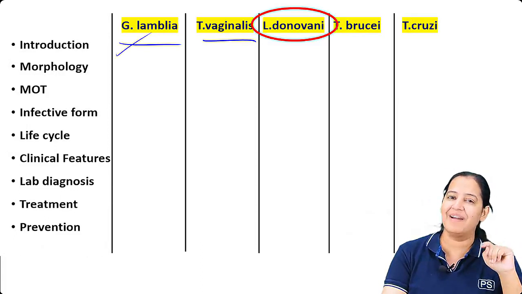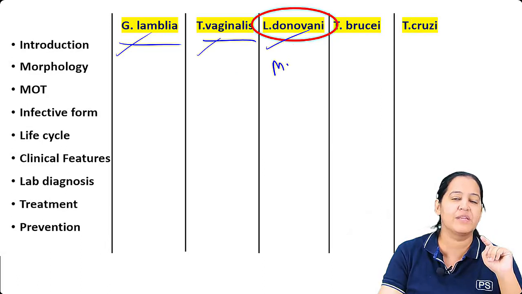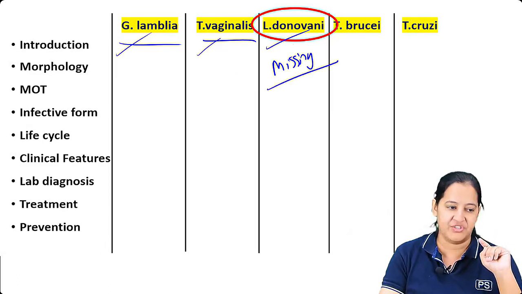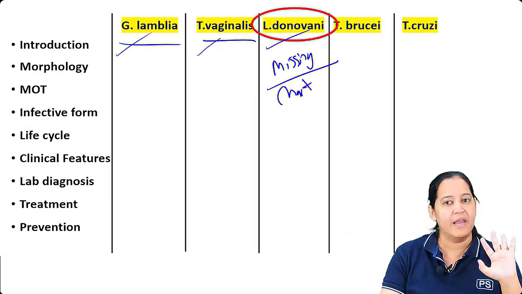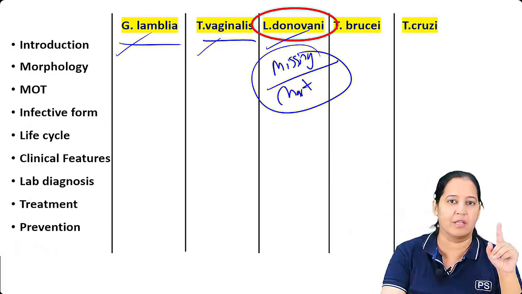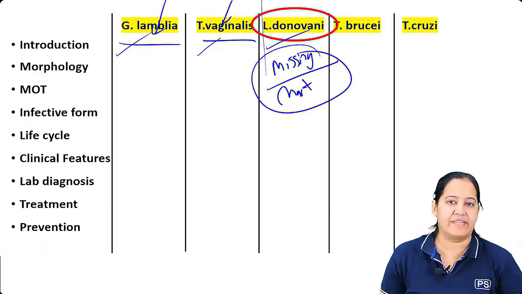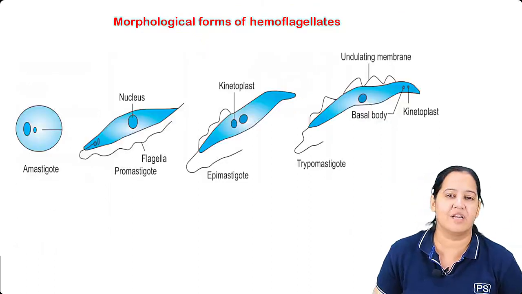So we are done with Giardia lamblia. We are done with Trichomonas vaginalis. Coming to the third, Leishmania donovani. Unfortunately, this one is missing in the chart, so don't search in the chart. It is there in the main notes. You can follow the main notes, or keep writing in the chart: make a third column next to these two, if you have the space, and just start writing. So let's start Leishmania donovani.